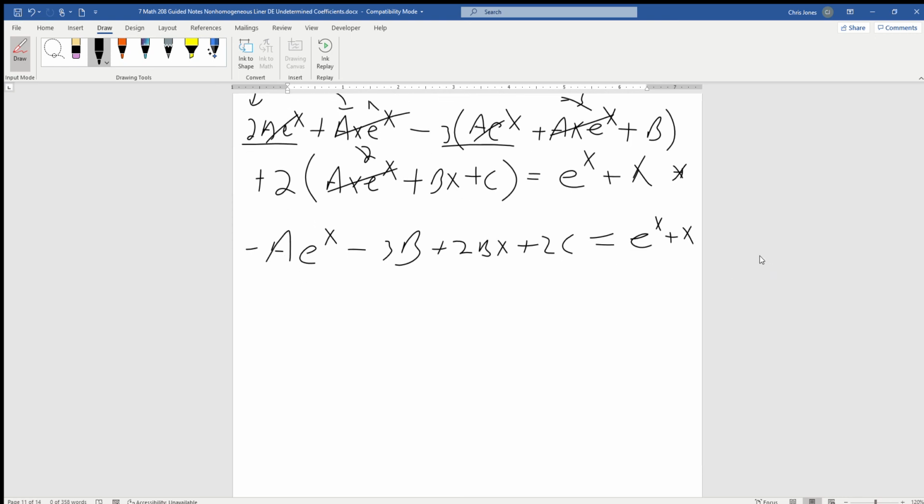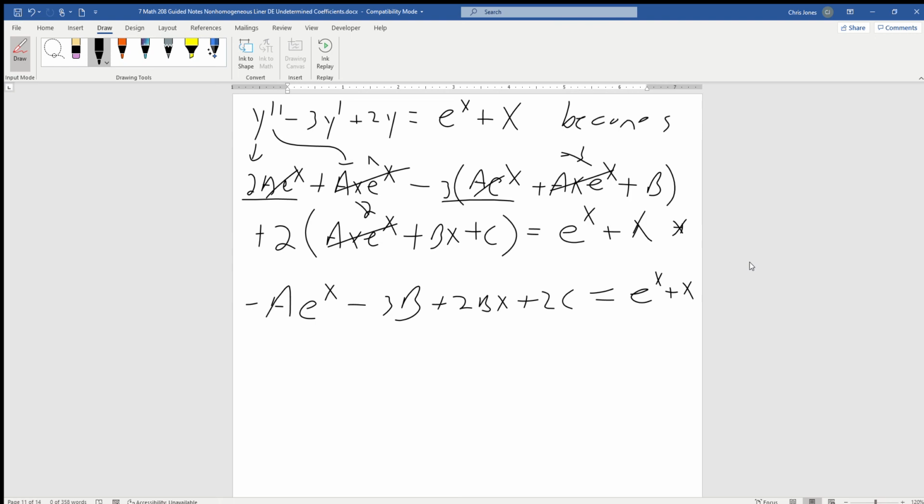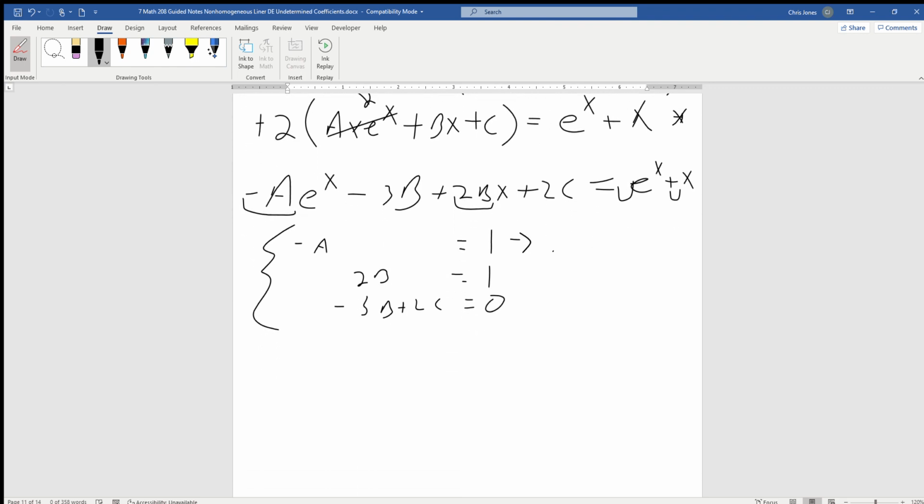So when we get down to it, we're going to have our system: negative a is going to be equal to 1, so coefficient of a equals coefficient of a. We have 2b is equal to 1. And then finally we're going to have minus 3b plus 2c is equal to 0, since there is no constant on the right. And now this is a really easy solution. A is negative 1, b is 1/2. That makes things pretty easy.